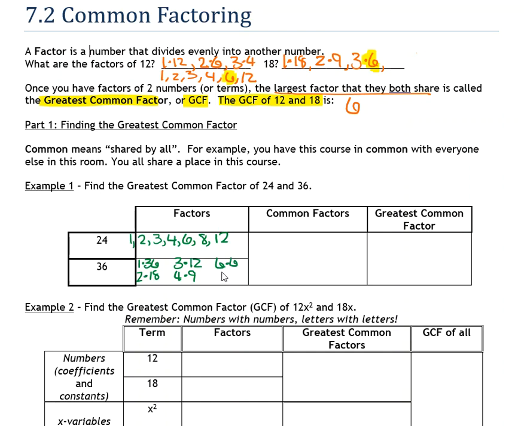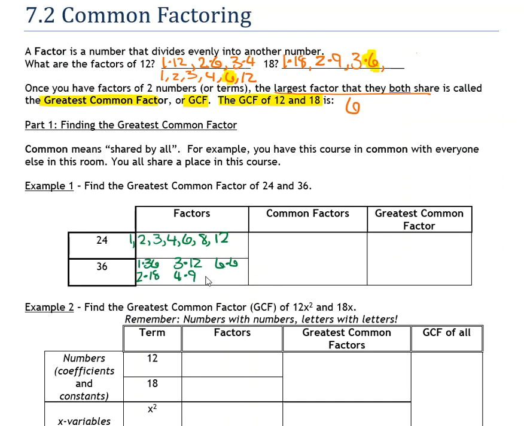7? No. 8? No. 9? Yes, but I already have a 9. 10. So I have to go all the way to halfway. 10, 11, 12. I already have the 12. 13, 14, and then there's nothing until the 18. So really, once I start duplicating numbers, I know I'm not going to have to go any further.